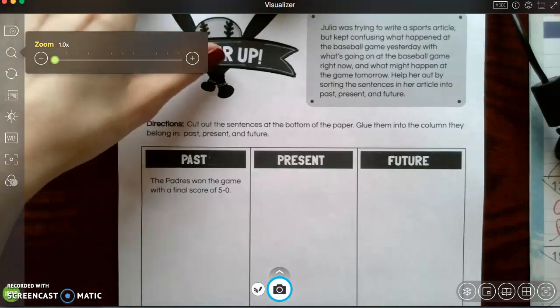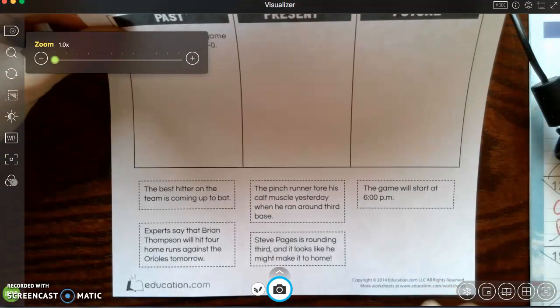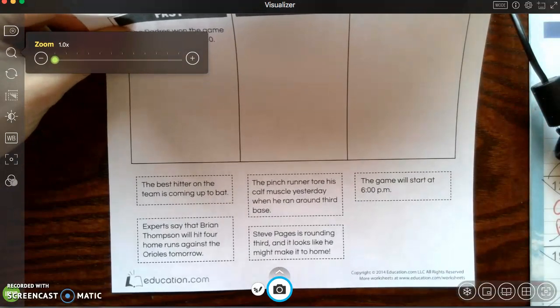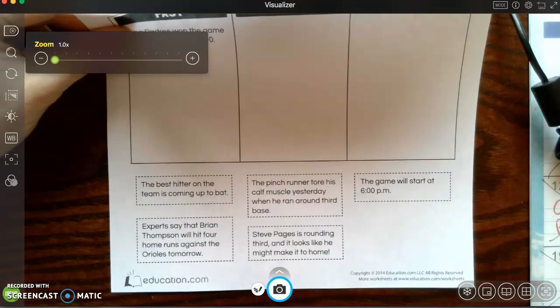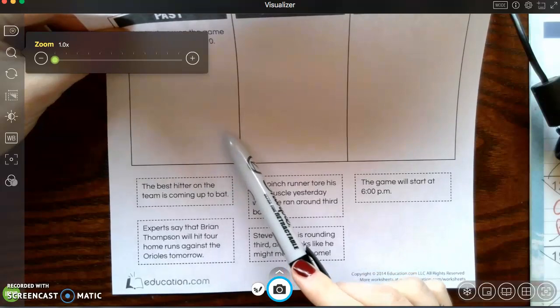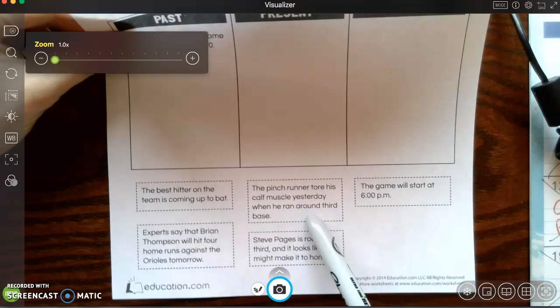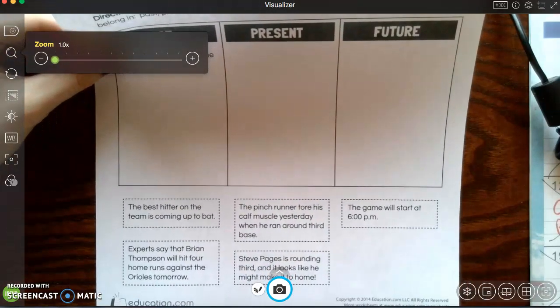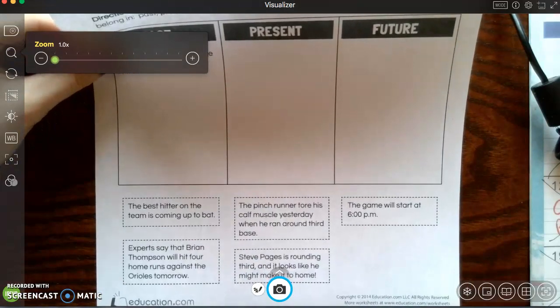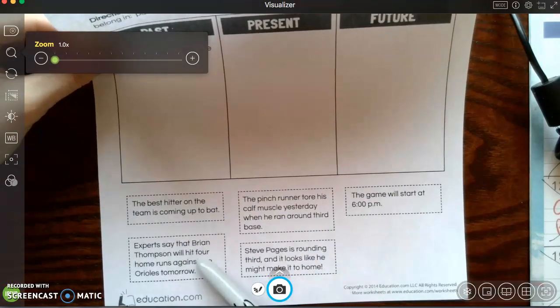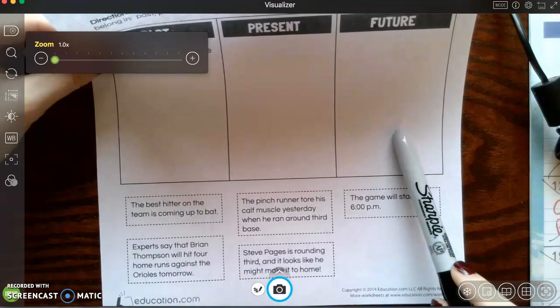So if you see, out of these sentences at the bottom, a verb that's in the past tense, that would go in your past tense column. If you see a verb in one of these sentences that's in the present tense, that would go in your present tense column. And then finally, if you see one that's written in the future tense, you would write it in the future tense column.